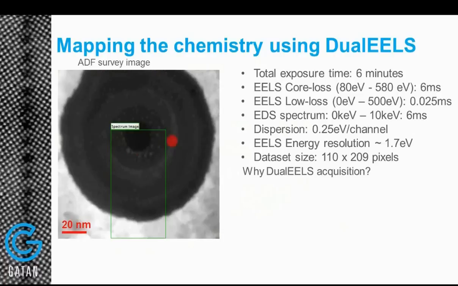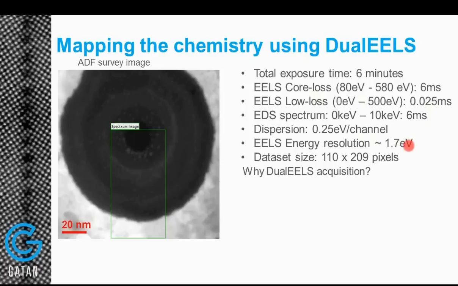The spectrometer was set with a dispersion of 0.25 eV, and with that particular system with the XFEG we could get about 1.7 eV energy resolution, which is good enough to resolve all the different phases in the silicon. As I said, the EELS data were taken in dual EELS mode, focusing on the region going from the silicon edge all the way to the oxygen using a 6 millisecond exposure time, and we also have the low loss spectra taken in about 25 microseconds. But the question is, why do you want to acquire this dataset in dual EELS mode?